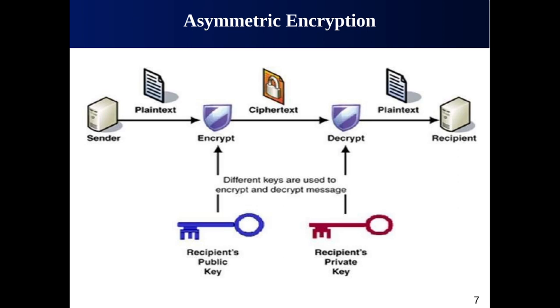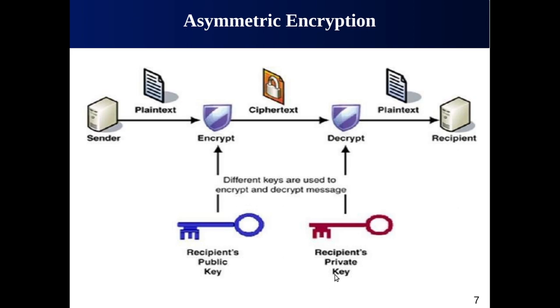So let me summarize things. In asymmetric encryption, we use two keys, public key and private key. The public key is used for encryption, while the private key is used for decryption. The public key is not required to be secret, while the private key must be kept secret. And the whole process is depicted here.